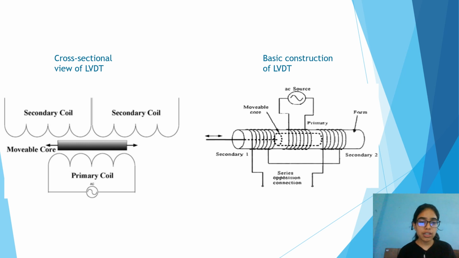Now this is the cross-sectional view of LVDT. These are two secondaries, and this is the primary coil energized by a constant AC source, and this is the movable core. And this is the basic construction of LVDT.